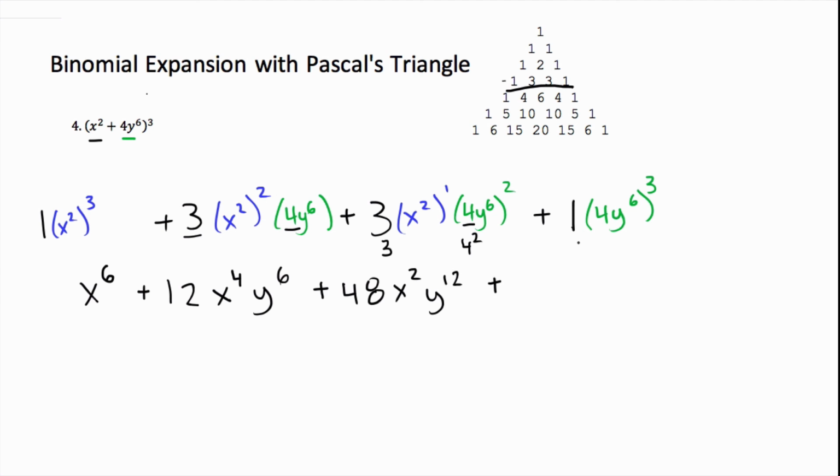And our last term, we have 1 times 4y to the 6th to the third power. This is the same as 4 to the third times y to the 6th to the third. So 4 to the third is 64. And then y to the 6th to the third. 6 times 3 is 18. So we have y to the 18th.